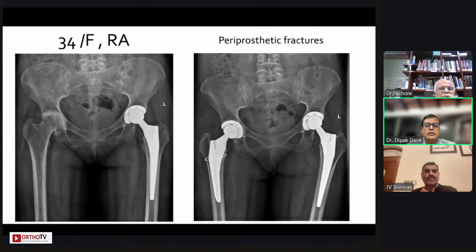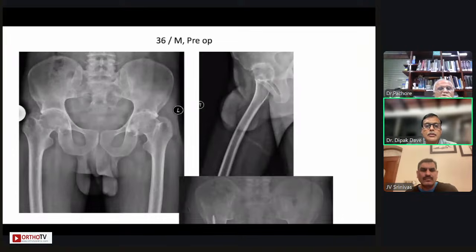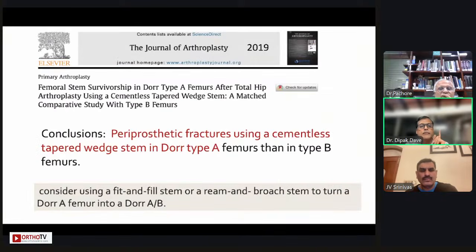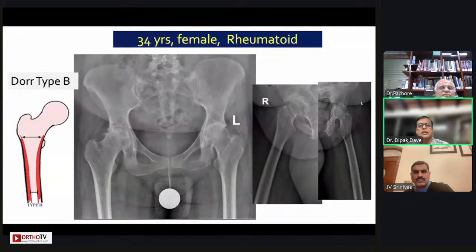So with any uncemented system, particularly in a DOR A type, whenever we use an uncemented stem, whether it is a type 1, type 2, or type 3, the chance of periprosthetic fracture is high. So we have to be very, very careful. Again, a 36-year-old male; look at the curvature of the femur. On both sides he developed a periprosthetic fracture. If you look at the literature, in DOR type A femurs, if you are using a cementless tapered wedge stem, the chance of periprosthetic fracture is very, very high. So we have to be very careful, and try to convert the DOR A into DOR B and then do this.